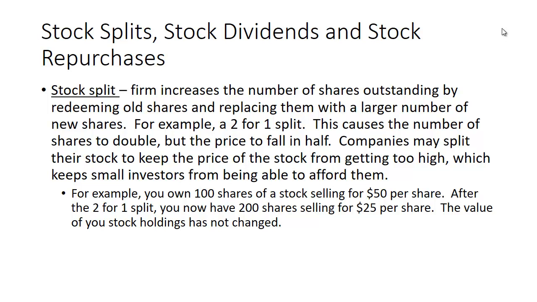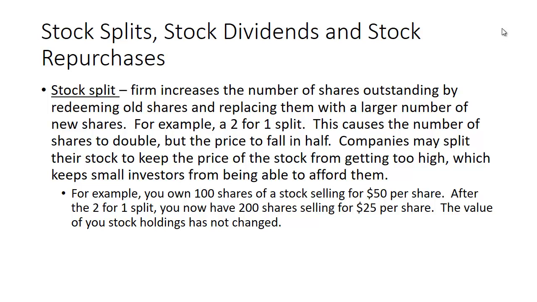For example, let's take a 2-for-1 split. This causes the number of shares to double, but the price to fall in half. Companies may choose to split their stock to keep the price of the stock from getting too high, which keeps small investors from being able to afford them.